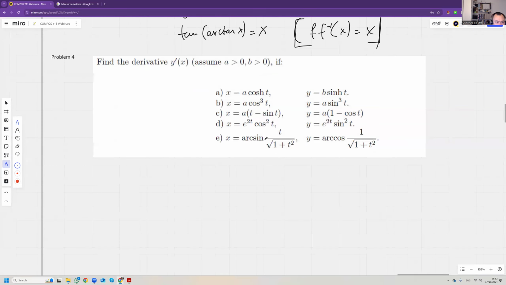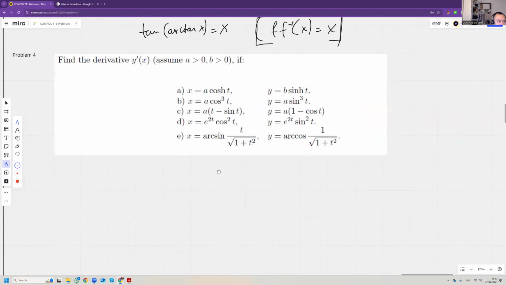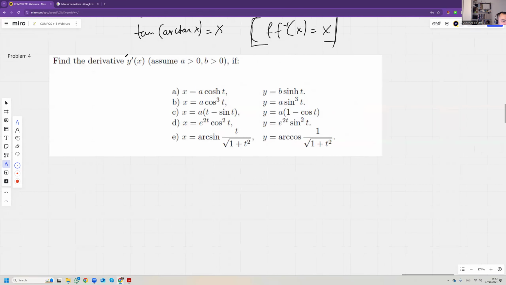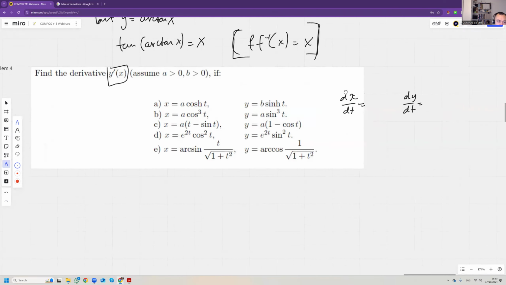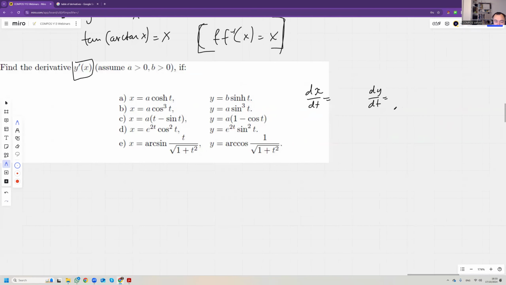So these questions, they're quite straightforward. Like, how do you define the derivative y prime? Well, you find dx/dt, and then you find dy/dt, with t as a parameter. It's a parametric equation. And then to find dy over dx, all you need to do is dy/dt divided by dx/dt.